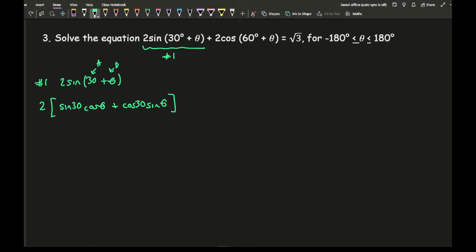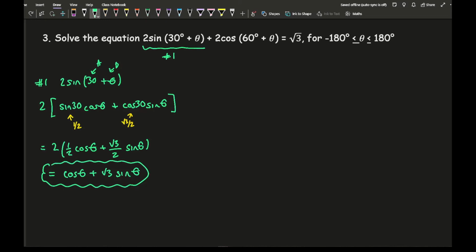And then if we substitute the known values that we know, we know that sine 30 is a half and cos 30 is root 3 over 2. So from this, what we end up with is 2 lots of a half cos theta plus root 3 over 2 sine theta, which then, if I expand the brackets out, I end up with cos theta plus root 3 sine theta. There's not much else I can do with that, but that is that part. So this is hashtag 1.